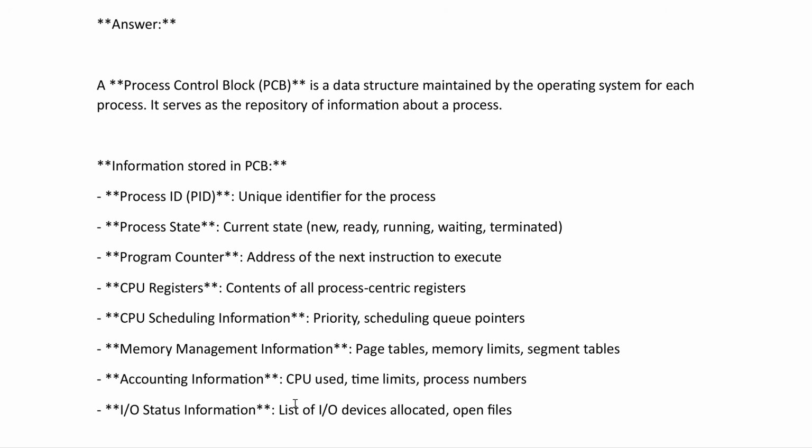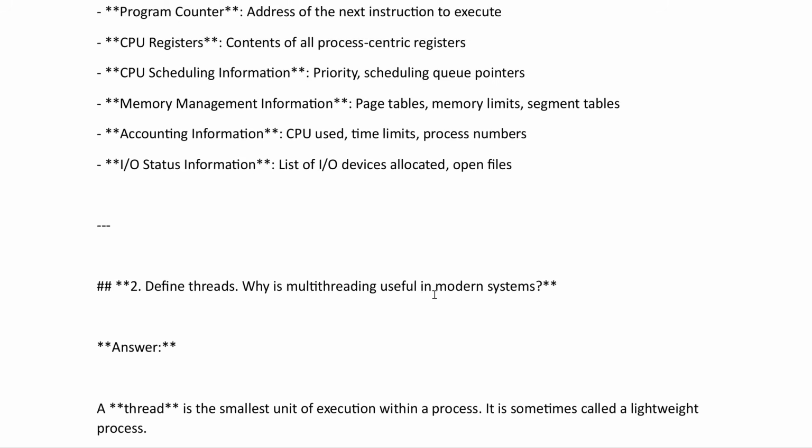Accounting information can also be stored in process control block, that is how much CPU has been used by a particular process, time limits, and what are the process numbers. Input output status information can also be stored in the process control block, and input output status information comprises of list of input output devices allocated and the files which are open currently.